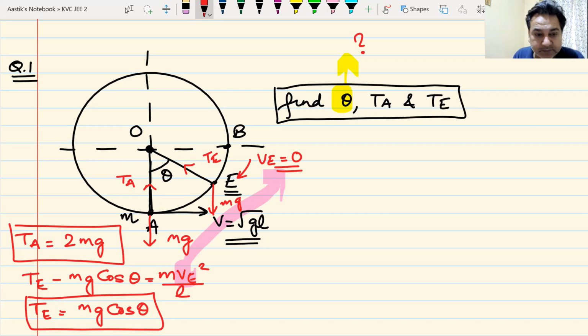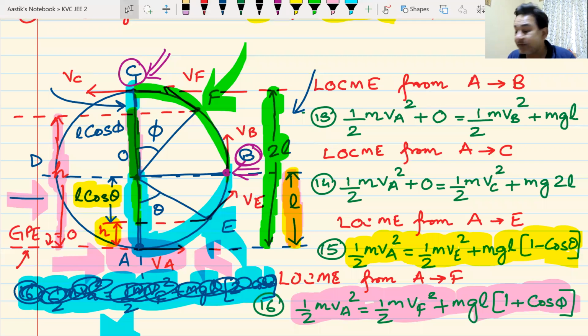Okay. No one knows it, so it's my job to let you know. You have to make the equation of energy conservation from A to E. That is the only thing that is left in this question. The equation is right in front of your eyes. We know the value of velocity at E is 0. Velocity at point A is root over GL. From this, you should be able to find out the value of cos theta. Am I clear?